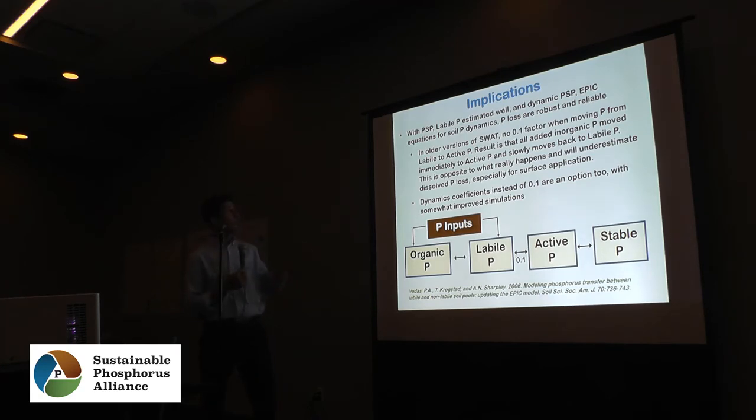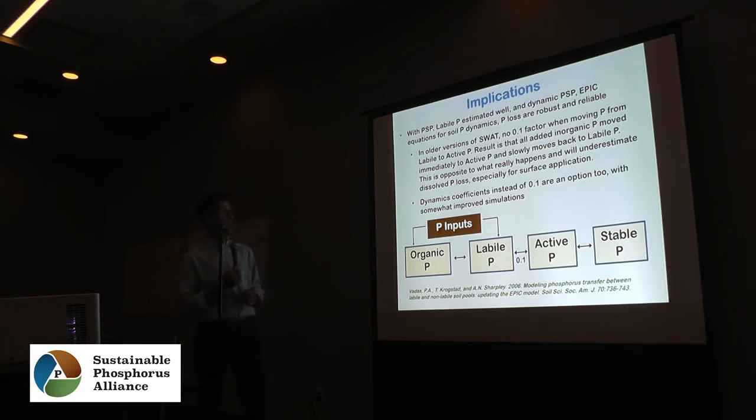So, repeating here, I think with our model initialized well, if we get a dynamic soil P in the model, the equations, as I said, are really robust and reliable for estimating how much phosphorus is going to be moving with our runoff or erosion.